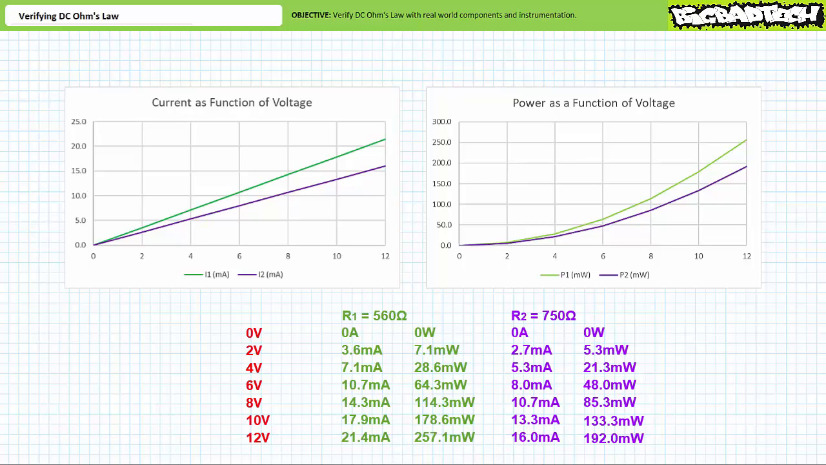First, given constant resistance, less voltage yields less current and less power. Conversely, more voltage yields more current and more power. Second, given constant voltage, more resistance yields less current and less power. Conversely, given constant voltage, less resistance yields more current and more power.